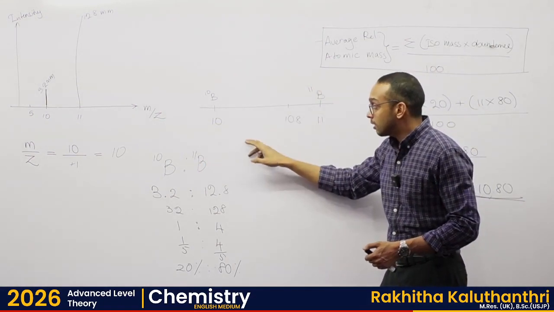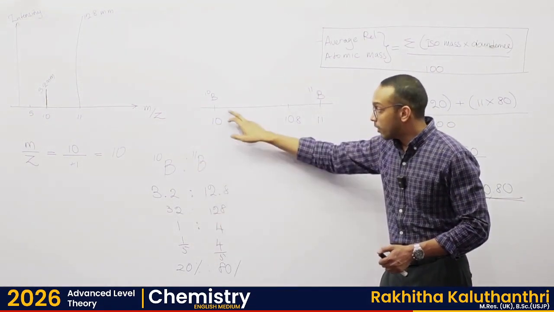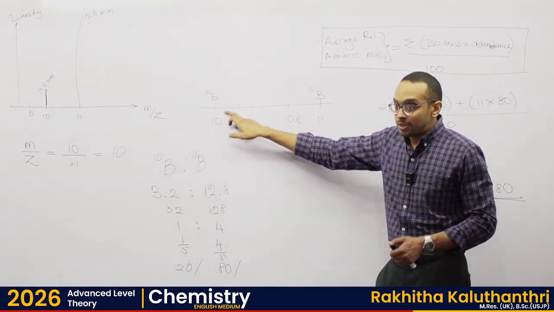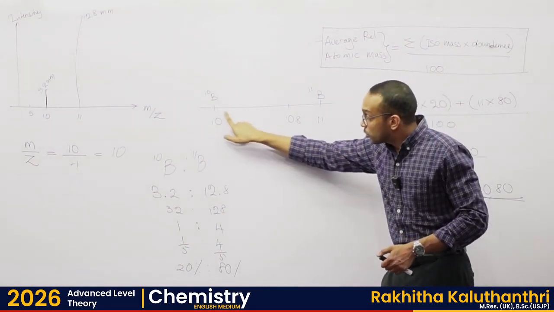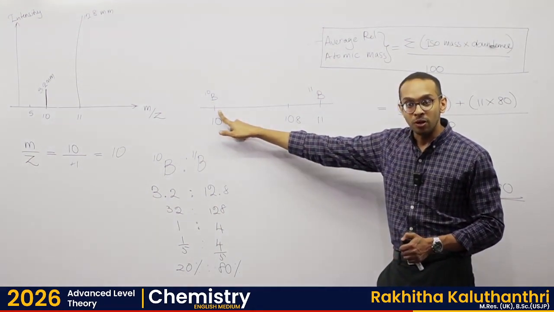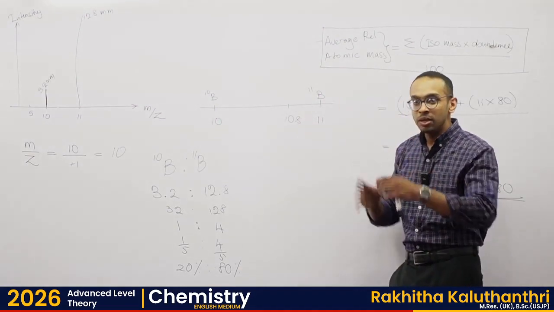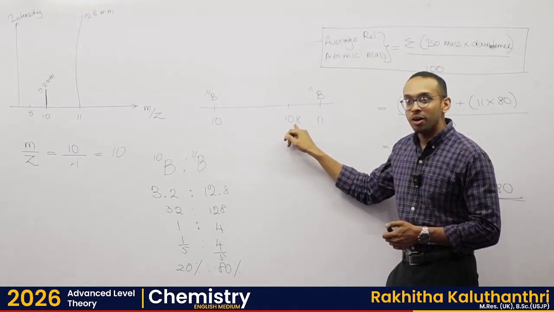If you are getting an answer, imagine now this one is the most abundant, 11 is 80% abundant. If you are getting an answer like 10.08, that means it's very, very close to this one. That means your answer is wrong. Do you understand? Because sometimes your decimal places can go haywire and you might get to a wrong answer.